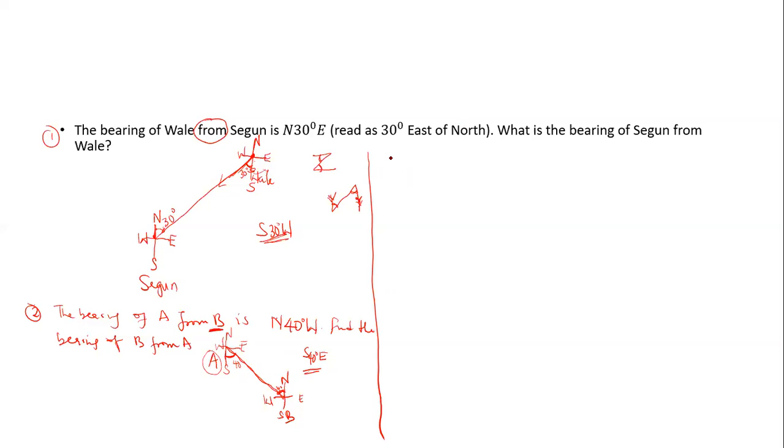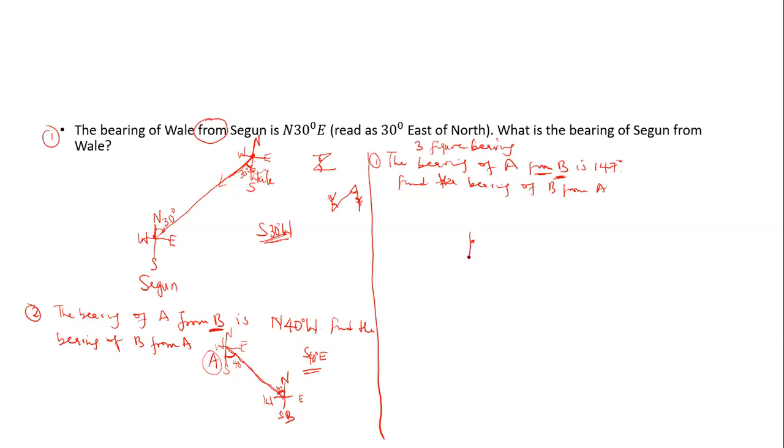Now, another thing is that if we are now talking about three figure bearing, we may have three figure bearing. For example, the bearing of A from B may be given as 147 degrees. Find the bearing of B from A. So the reference is from where? From B. They assume you know where B is.